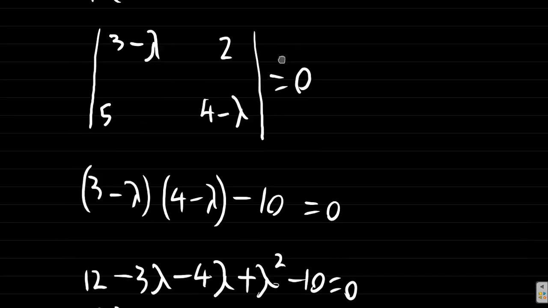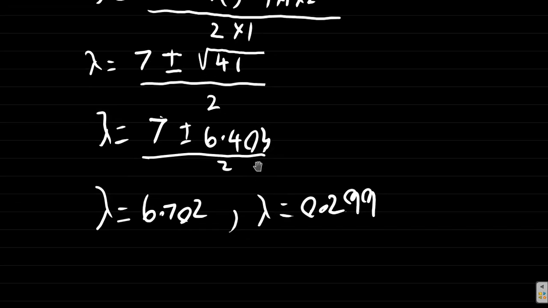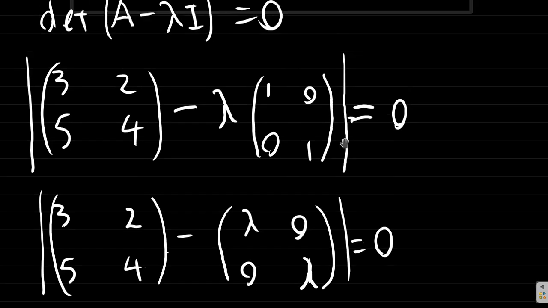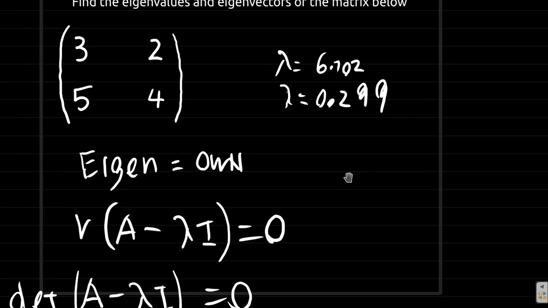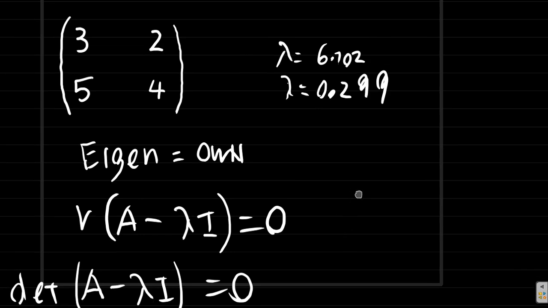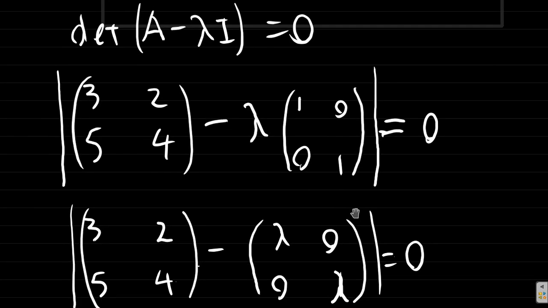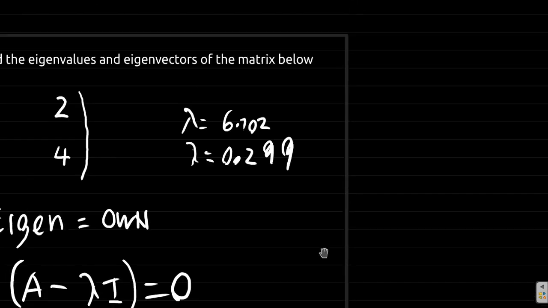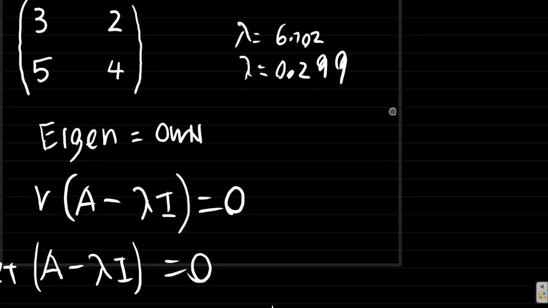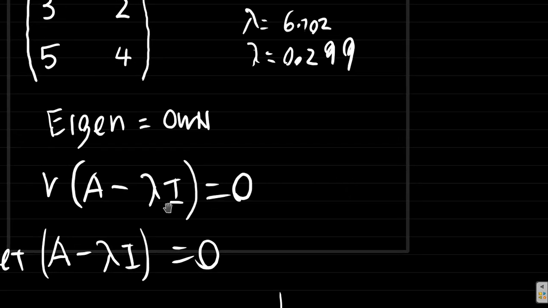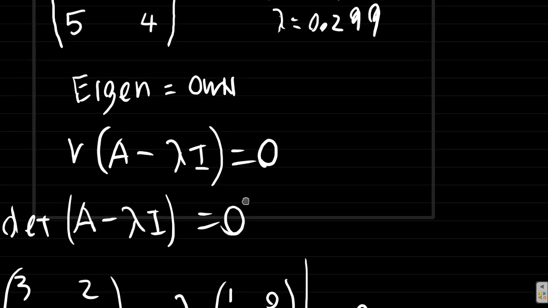6.702, let me just check back. 6.702, right. Now, those are the eigenvalues. We want to find the eigenvectors now. So, here, the vector times A minus lambda I is equal to 0.